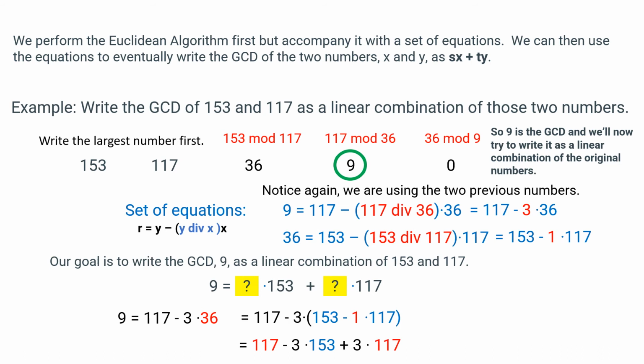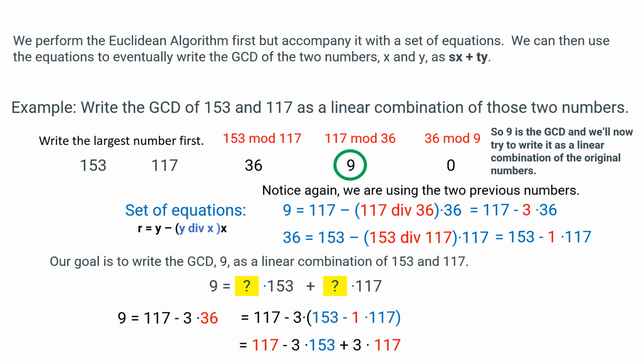Okay, but what we will do is this. We can distribute that -3 that's in front of the parentheses, okay? So the -3 will be multiplied by the 153, but then we'll also have -3 times the -1 that's in front of the 117. So -3 times -1 is a +3. So I have this. Notice I haven't gotten rid of my 117s or my 153, which is good.